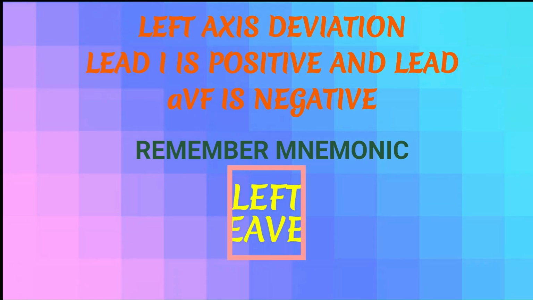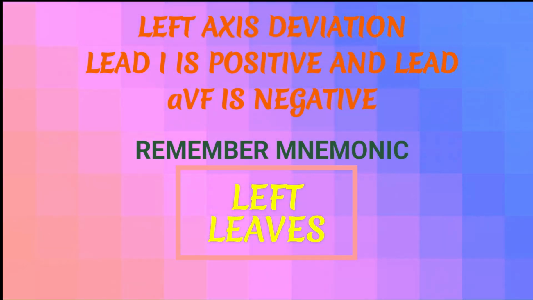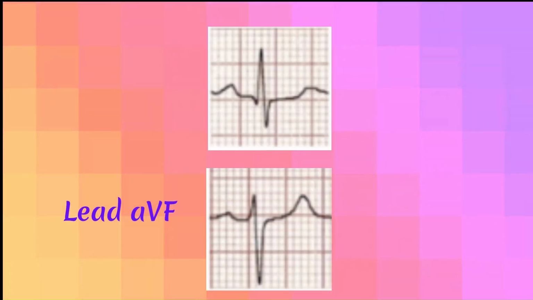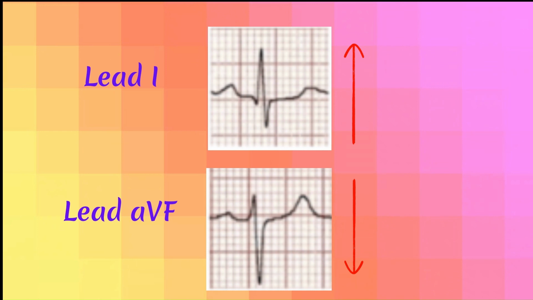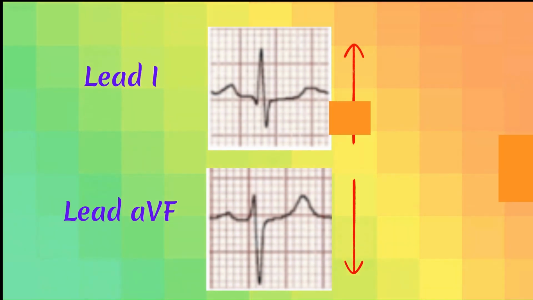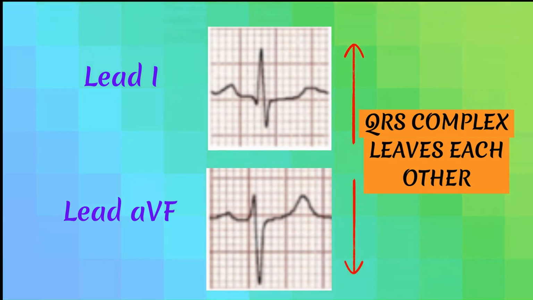In left axis deviation, lead 1 QRS is positive and lead AVF QRS is negative. Remember the mnemonic: left leads. If we keep lead AVF just below lead 1, and the QRS deflections are going away from each other or leaving each other, it's left axis deviation. We can remember it as left leads. That is, in left axis deviation, the QRS in lead 1 and lead AVF leave each other.